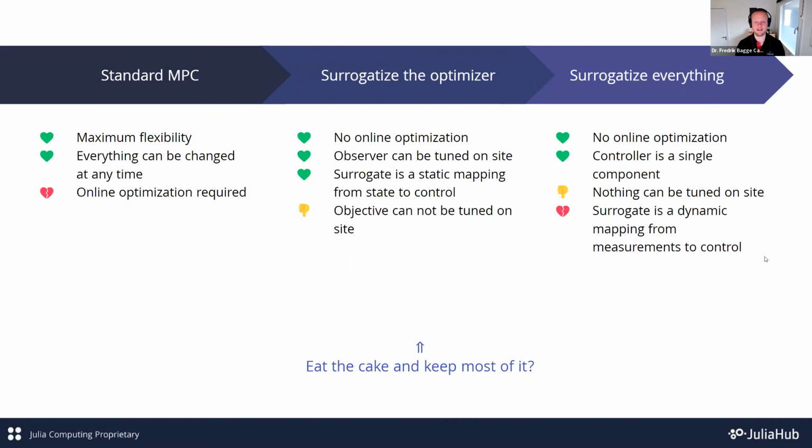So in the bottom of the slide here, I've written, can we eat the cake and keep most of it? And I think the middle alternative here represents such a scenario where we keep most of the benefits of an MPC controller while at the same time gaining a ton of new benefits that we will dive a bit deeper into on the next slide.